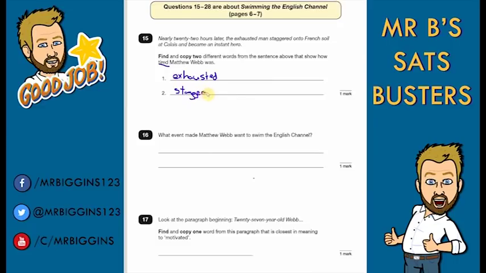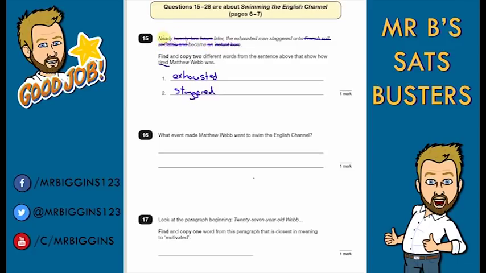Now, that's easy if you know the words, but if not, you can just look at the sentence and have a look to see which words it can't be. Now, obviously, this might take a little bit longer, but things like French soil, hero, instant, Calais, 22, that's a number, hours, all these words you know are not other words that you could use for tired.